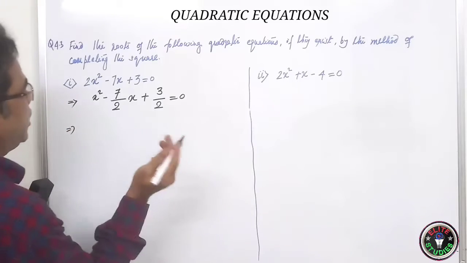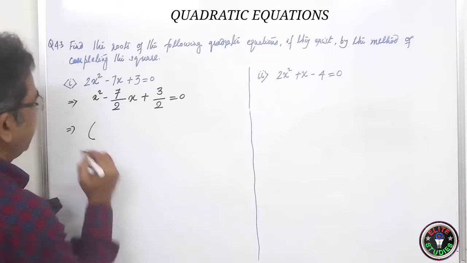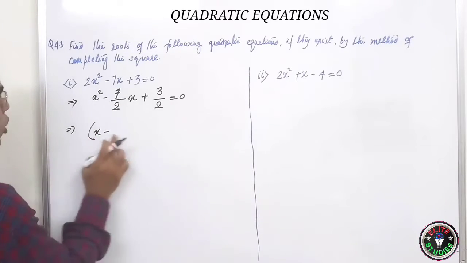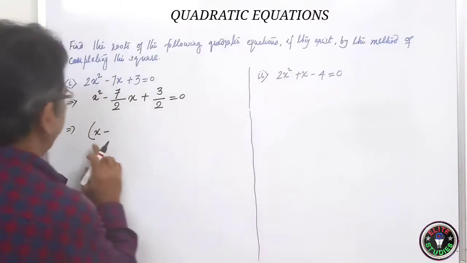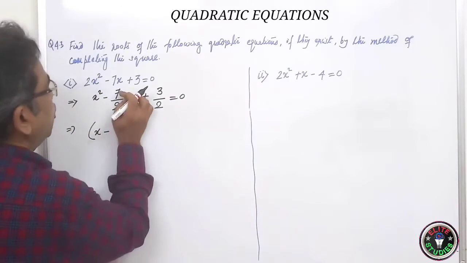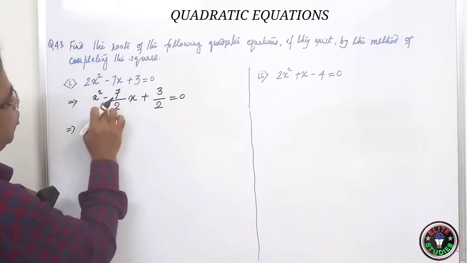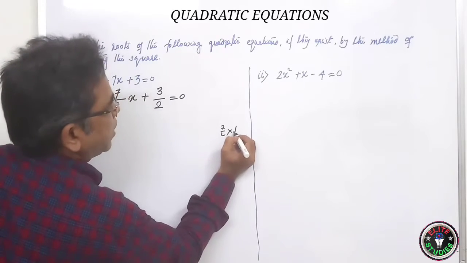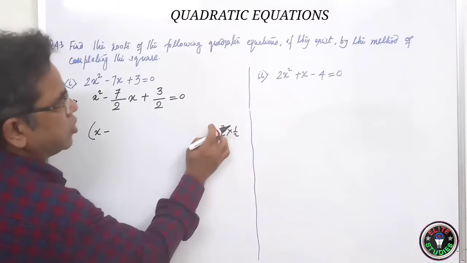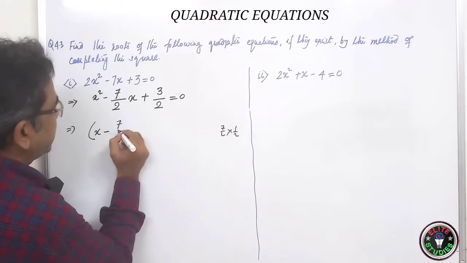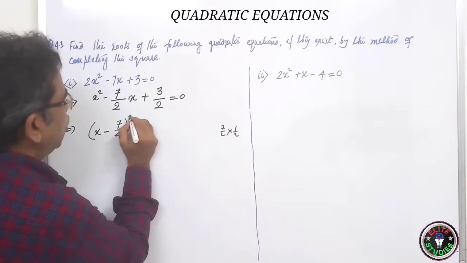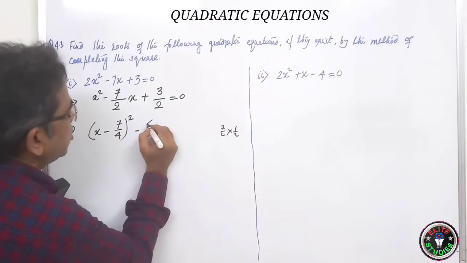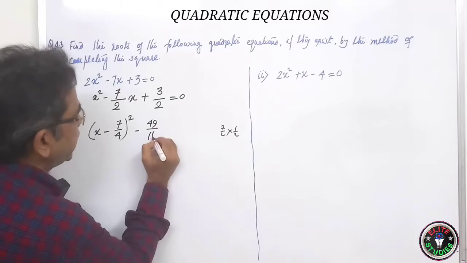Now you write here simply x, minus. In any quadratic equation, first write like this. Then, whatever is there, 7 by 2, the coefficient, don't consider the minus sign, just 7 by 2, you multiply by 1 by 2. So 7 times 1 is 7 and 2 times 2 is 4. It will be 7 by 4 whole square. Then again minus, you should square it: 7 square 49 and 4 square 16.